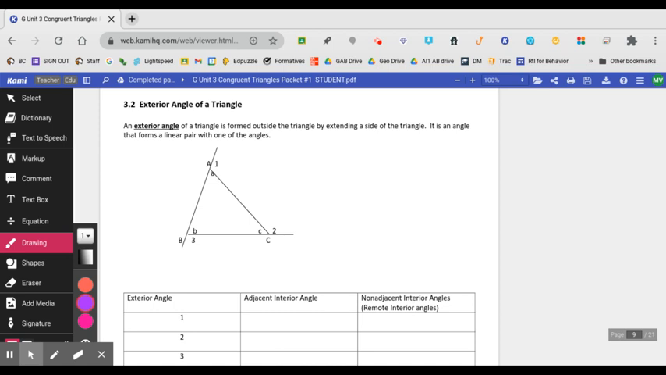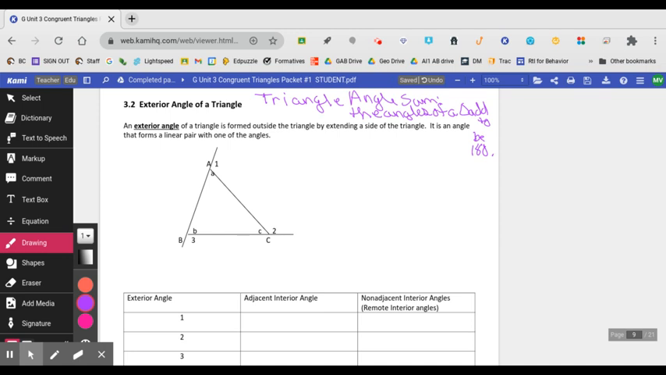Yesterday's video, we talked about the triangle angle sum theorem, that the angles of a triangle add to be 180. And that's the interior angles.